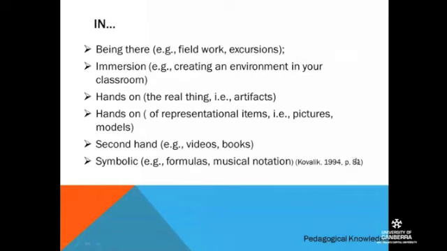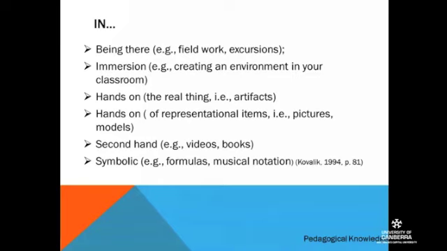Kovalik actually says there are 6 types of learning, and the top one, being there, is the best one you can have. If you're actually there, your learning's deeper. If you can't be there, immerse it. So some of you would have had the opportunity to walk into or be a part of a classroom where they've recreated pond-like environments or desert-like environments in the classroom. That's immersion. So you're doing that.